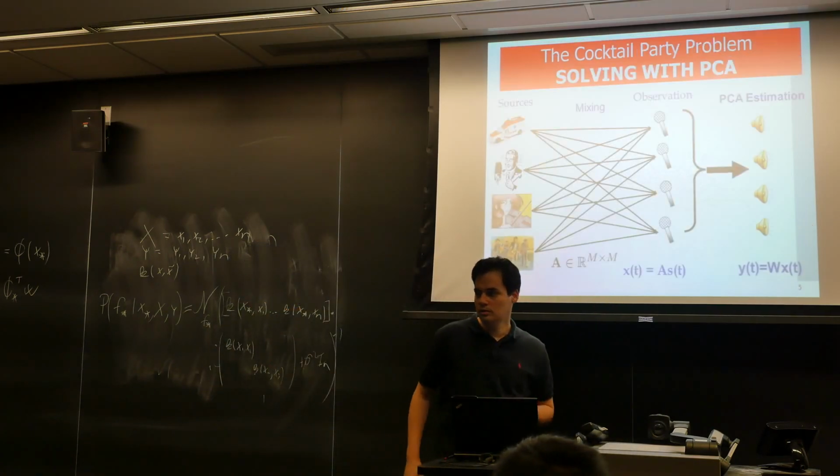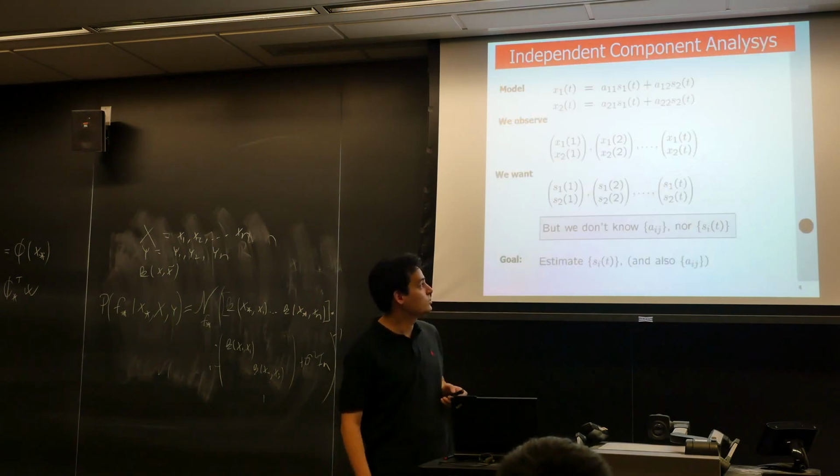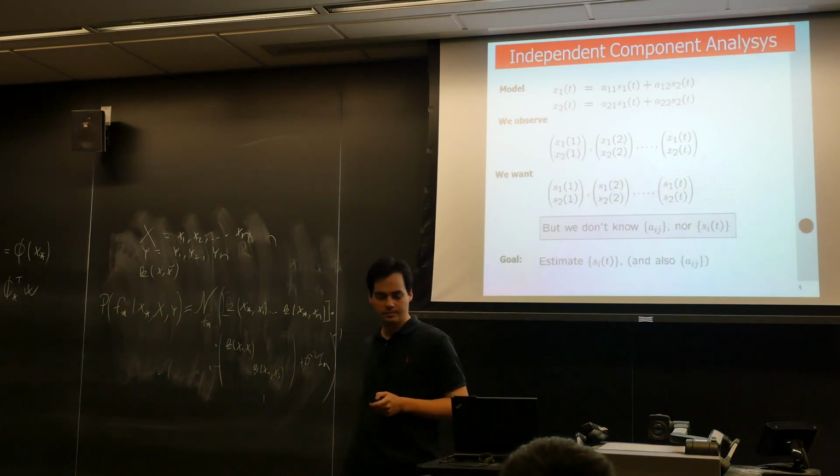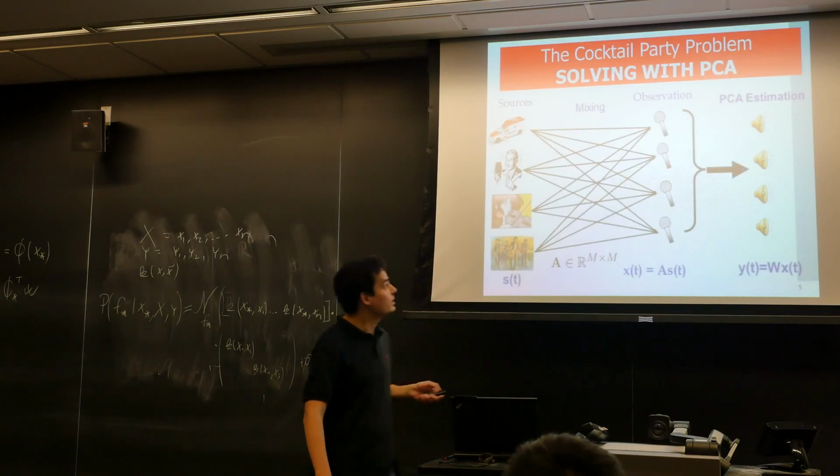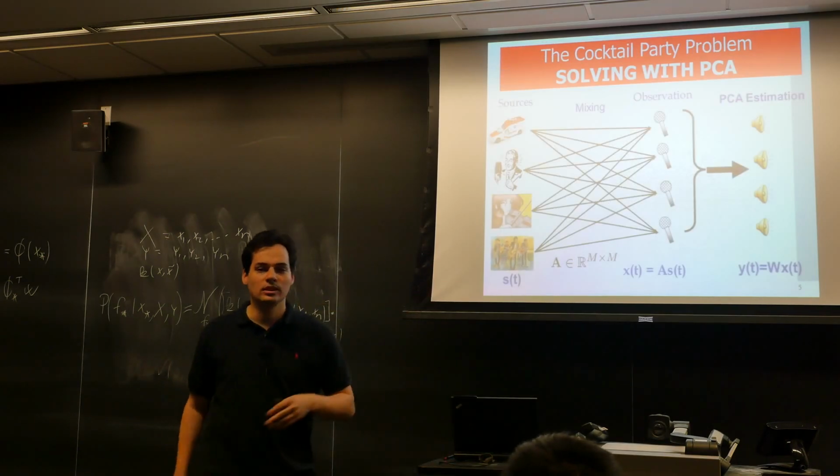You assume there is no noise in the observation? No noise in the observation. It's just a linear mixture. But there are, because we want to start with the simplest case, but there are algorithms that can handle noisy observations as well. So here is an application that's called cocktail party problem.